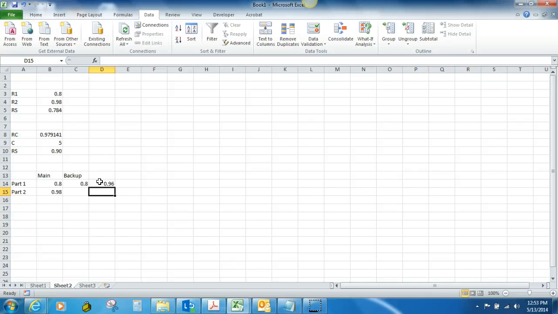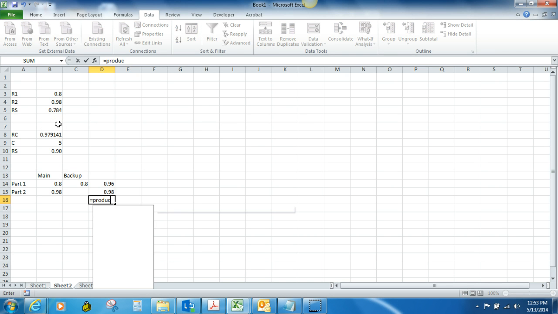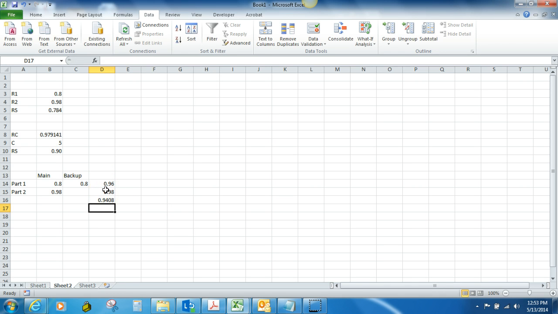Okay, so you've got now 96% and then you have 98%. So now you've got your two pieces of the system, and you can go back to how we solved this problem up here. So we're going to do equals and product. Choose our two values here. And so our whole system, therefore, is reliable at 94.08% or 0.9408. And that's it. That's how you work these problems.